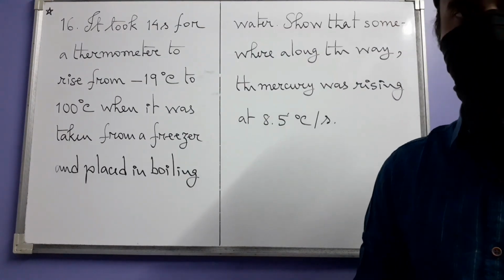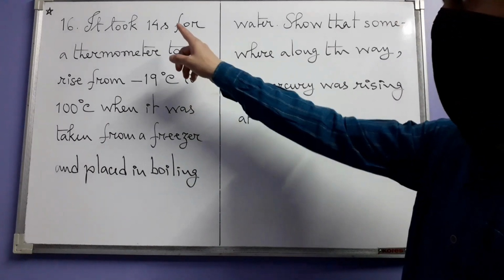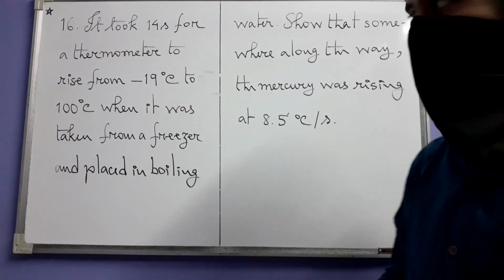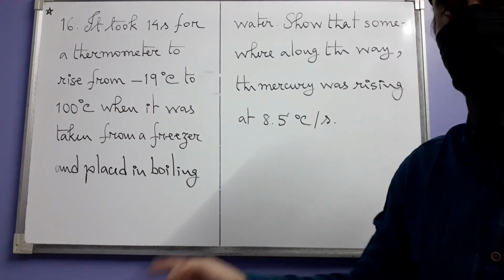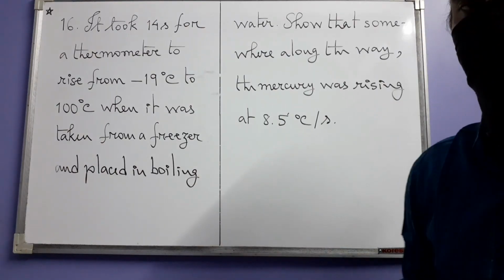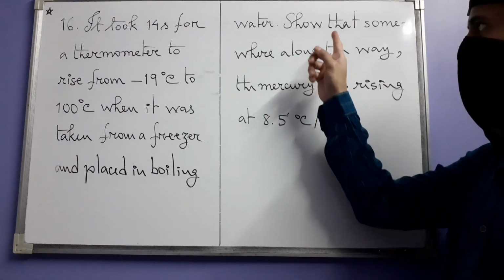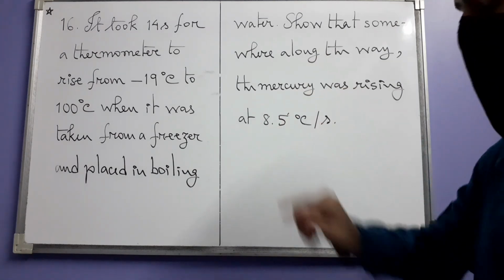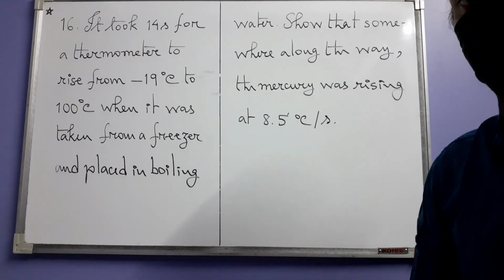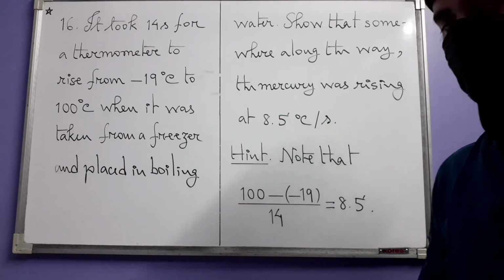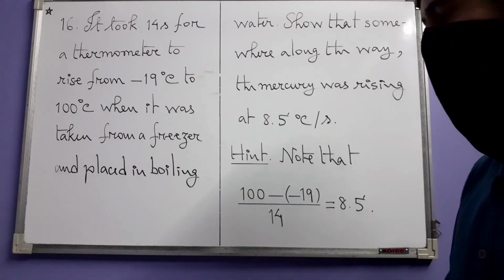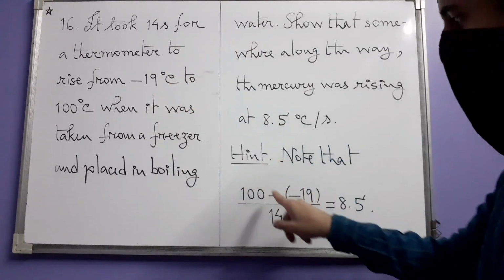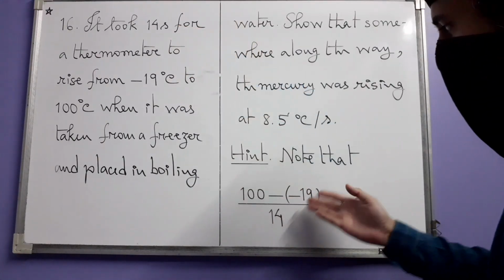Let's see one theory problem next, number 16. It took 14 seconds for a thermometer to rise from minus 90 degrees Celsius to 100 degrees Celsius when it was taken from a freezer and placed in boiling water. Show that along the way, somewhere, the mercury was rising exactly at this rate, 8.5 degrees Celsius per second. This is an application of the mean value theorem again. I will just give you a small hint and leave the rest to you. This is the hint. Note that 100 minus 19 divided by 14 is 8.5.